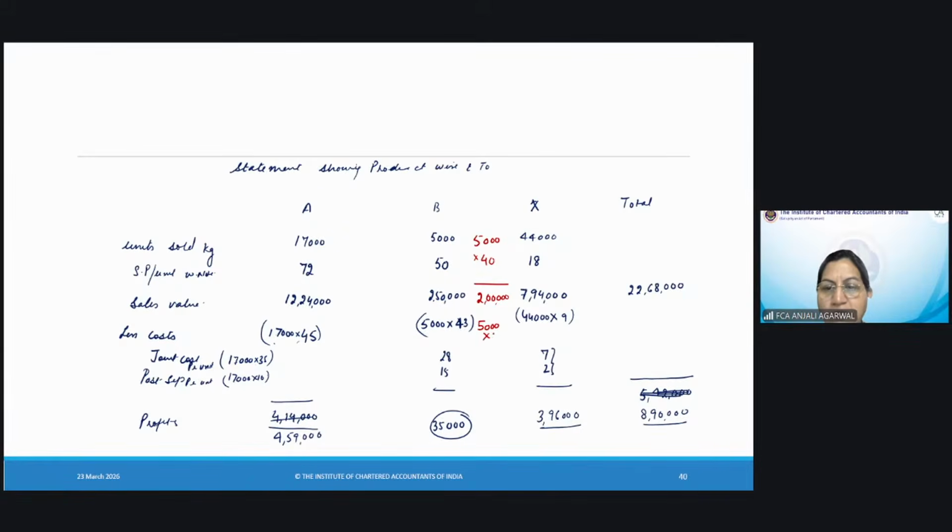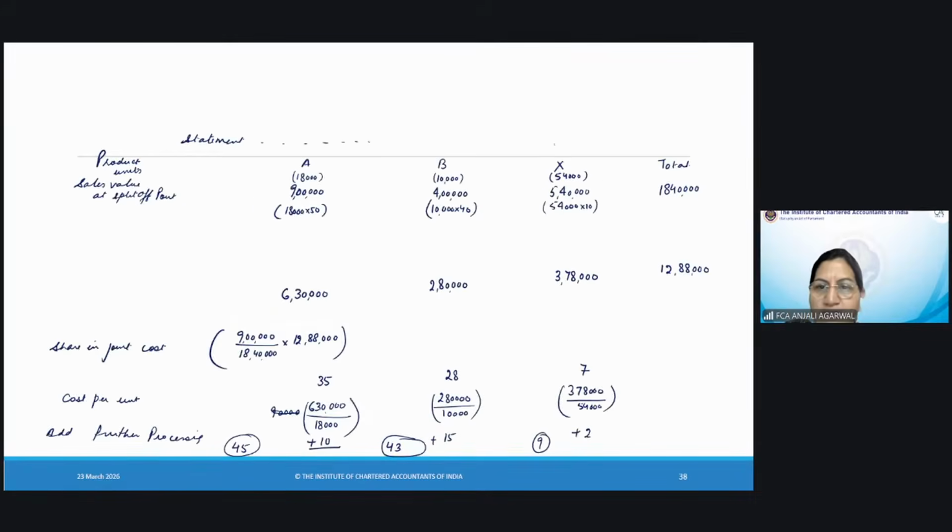And what would have been the cost? 5,000 into 28, not 43. We would have avoided 15 rupee per unit. So 1,40,000 would have been the cost only. So 2 lakh minus 1,40,000, we could have got a profit of 60,000. When we are further processing it, we are getting a profit of 35. But we could have got a profit of 60 had we sold it as it is. So the profit would have increased by 25,000 additionally by selling only 5,000 units. And if the entire lot is sold, then 50,000.